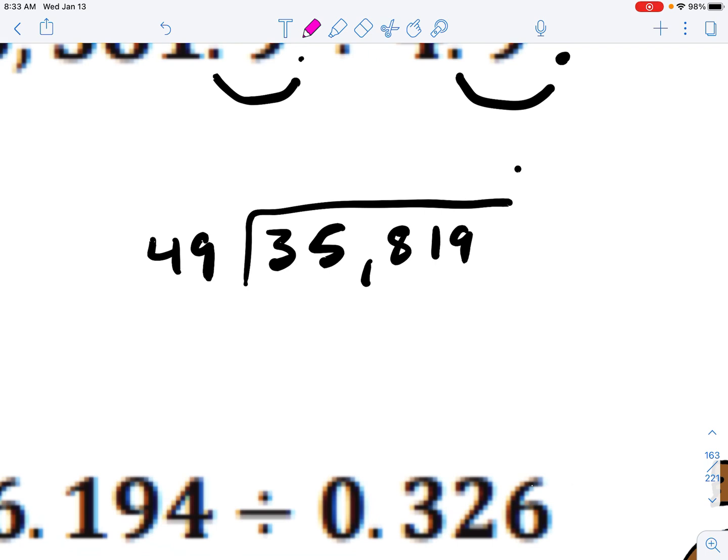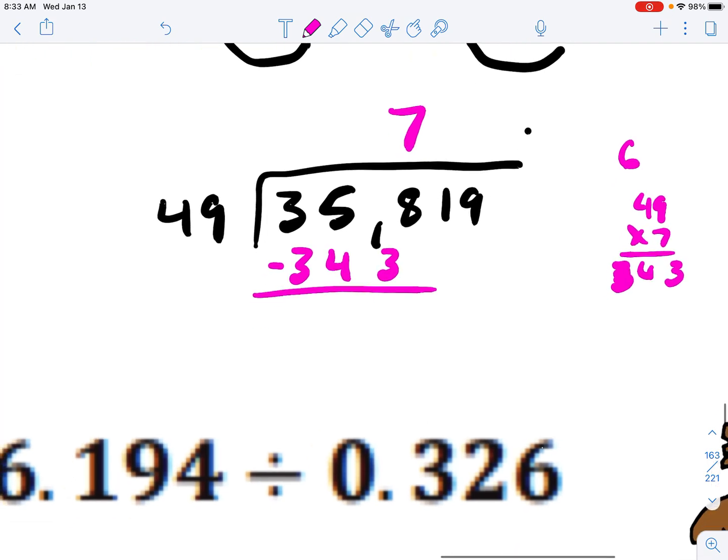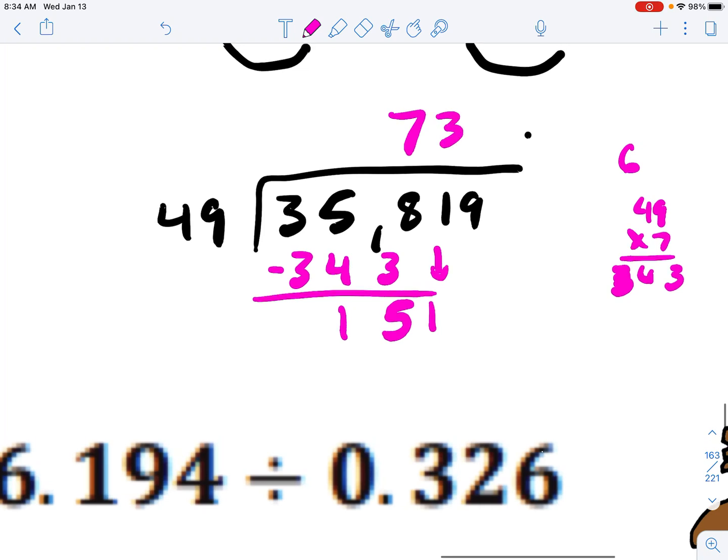All right, so 49 doesn't go into 35, but it does go into 358 7 times. Okay, 49 times 7, 63, 28, 24, 34. So I have 343. I'm going to take that off from 358. This is 5 and 1, and I bring down the 1. 49 goes into 151 3 times.